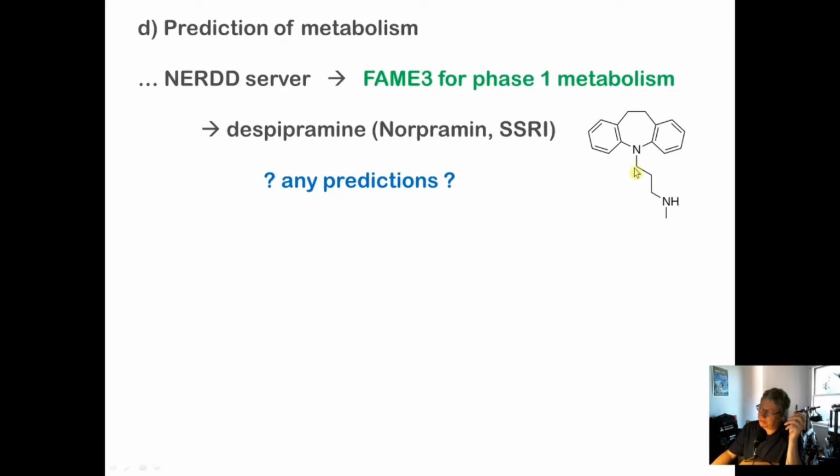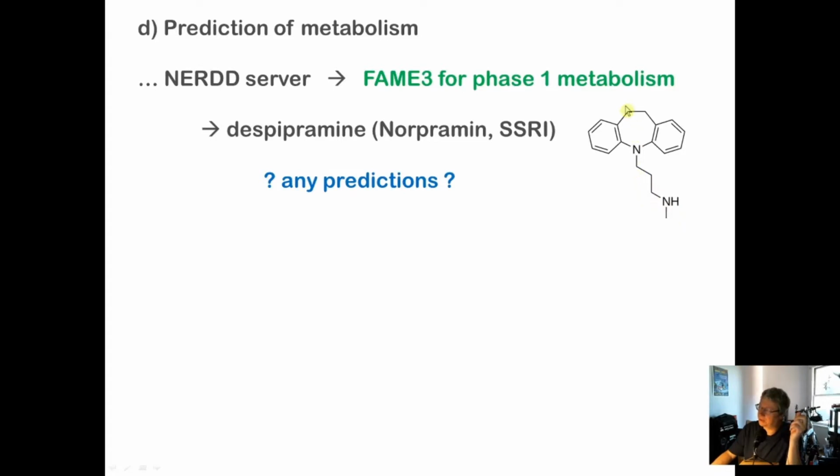So this position could be a stabilized radical by the nitrogen. This position could be a stabilized radical because of this nitrogen. This position is also kind of a stabilized radical due to the nitrogen. And also, where else in the molecule? And these are next to a heteroatom. What other positions are maybe stabilized by a neighboring group?